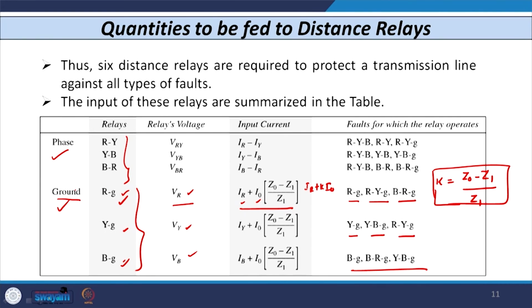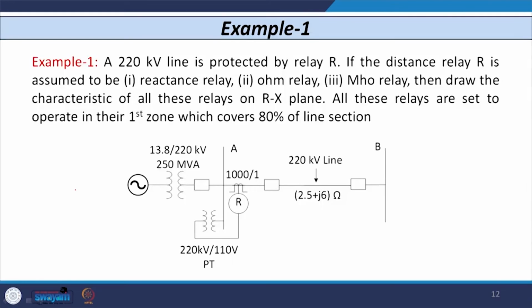So, a total of 6 units are required to protect one single circuit transmission line at a particular bus. With this background, let us solve one example.